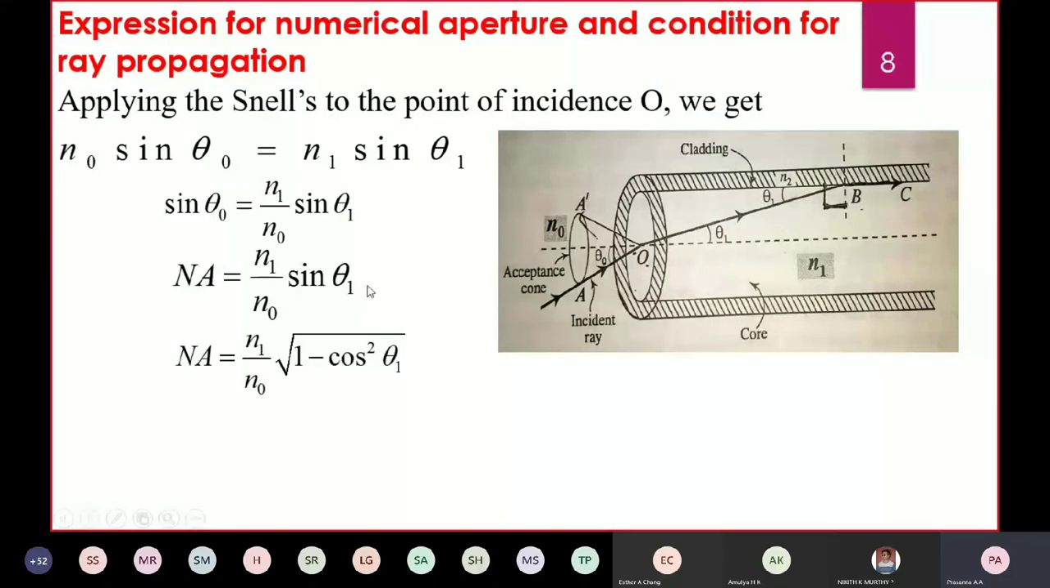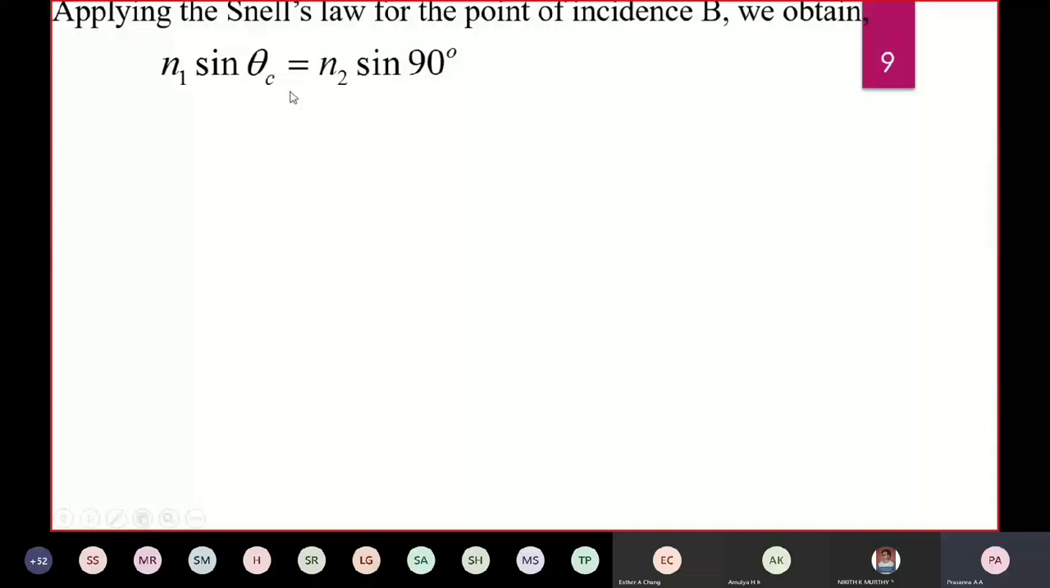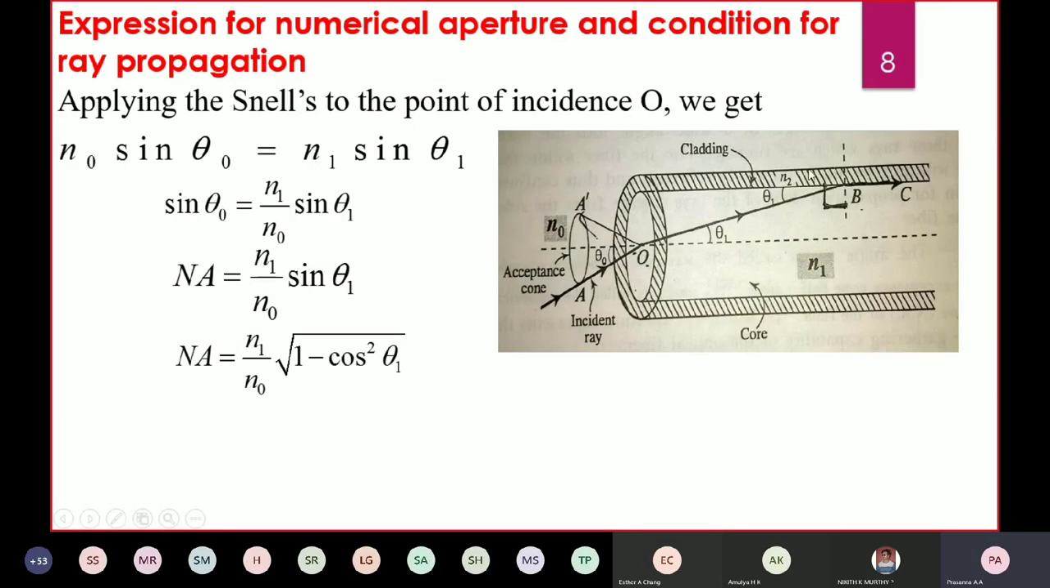And sin theta 1 can be expressed as the square root of 1 minus cos square theta 1, because in trigonometry you have studied that sin square theta plus cos square theta is 1. Therefore sin square theta is 1 minus cos square theta, or sin theta is the square root of 1 minus cos square theta. I am expressing sin theta in terms of cos theta 1. Right. This is one part of the derivation. And applying Snell's law for the point of incidence B, at this point, the medium of incidence now is the core, and clad is the medium of refraction.